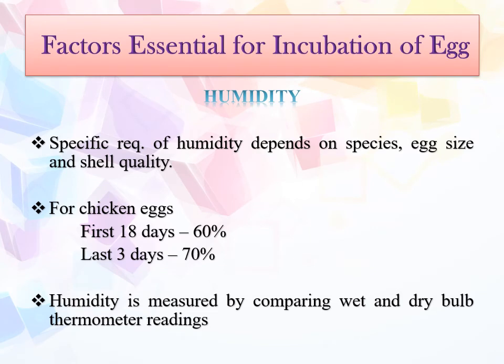Specific requirement of humidity depends on species, egg size and shell quality. But for chicken egg, for the first 18 days whenever they are in the incubator, the humidity must be 55 to 60%, and for the last 3 days whenever the eggs are transferred from incubator to hatcher, the humidity must be around 70%. The humidity is measured by comparing wet and dry bulb thermometer readings.